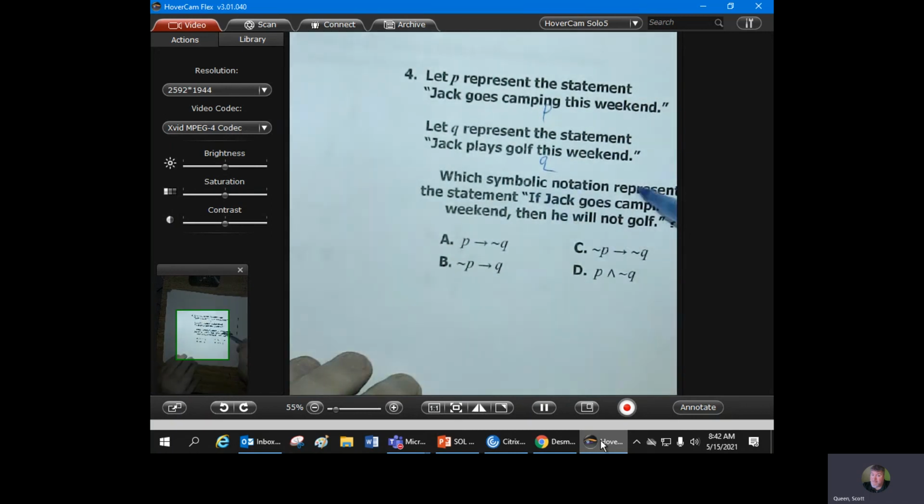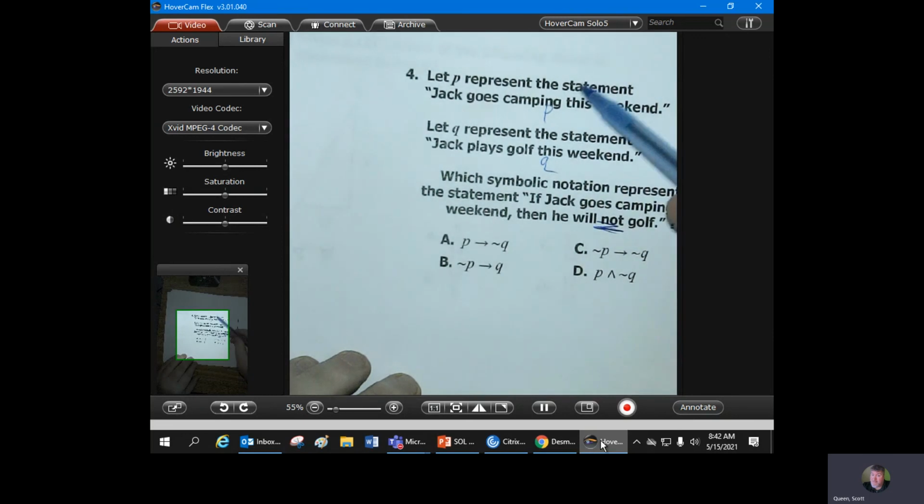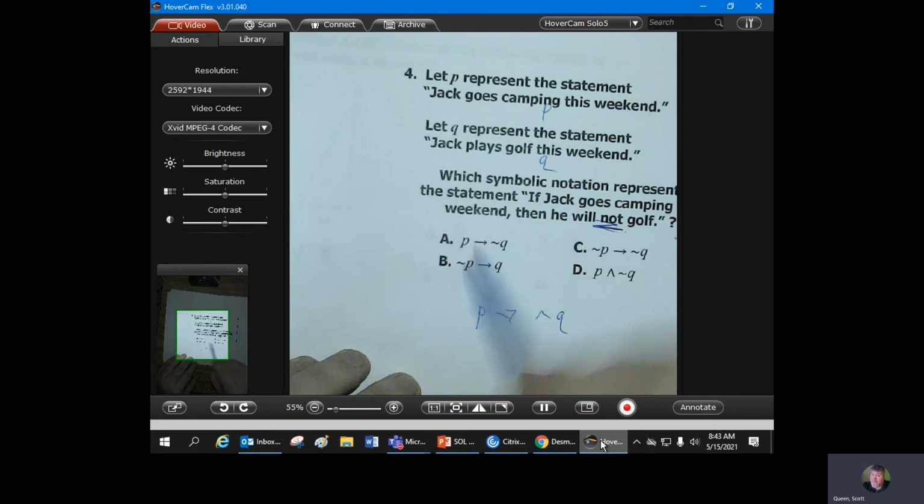Let's see, which symbolic notation represents the statement, if Jack goes camping this weekend, then he will not golf. Okay, so they threw the word not in there. You see that? So if Jack goes camping, that's the same as up here. That's a P. Then he will not golf. Jack plays golf, will not play golf. So that's a not Q. So it's a P, therefore not Q. P, not Q, right here. You see what we did there?